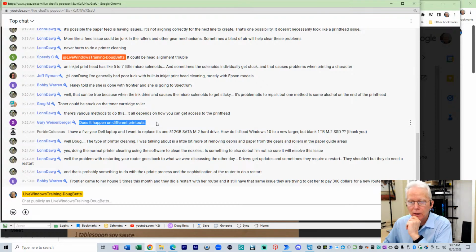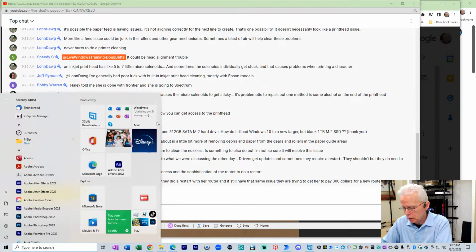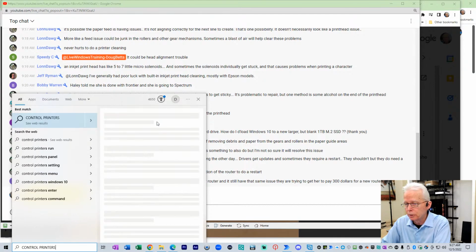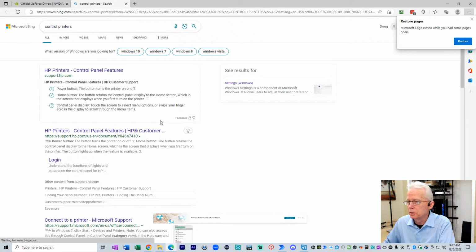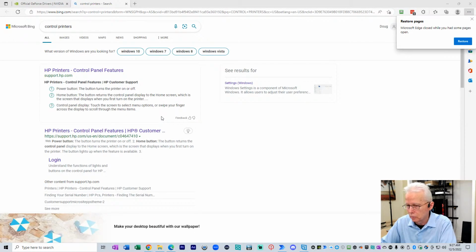Does it happen on different printouts? Good question. I'd like to see it happen on other printouts. Now, if you do a test page from Windows, let's see, do Windows key, control printers. I'm not sure if I have any printers installed on Big Beast Build. Whoops, that didn't work.